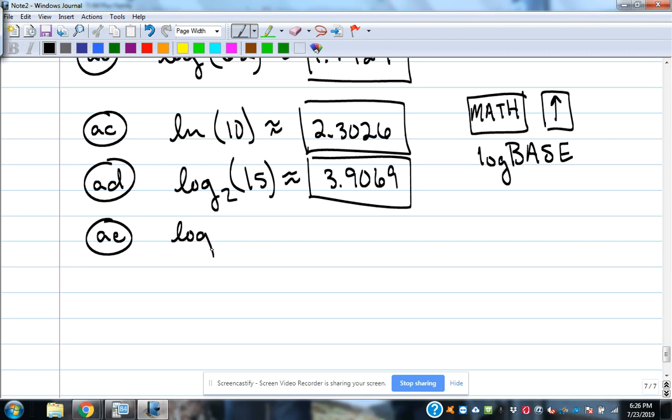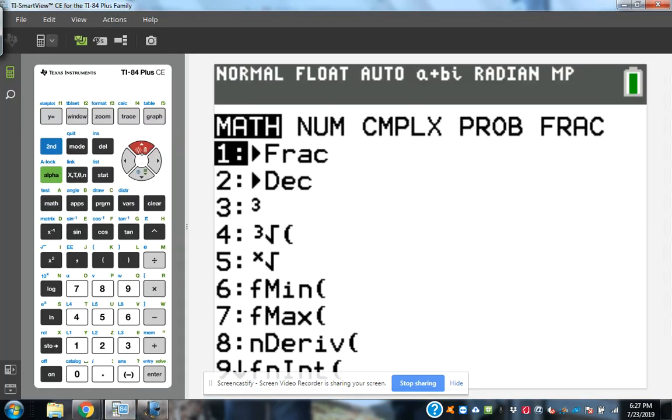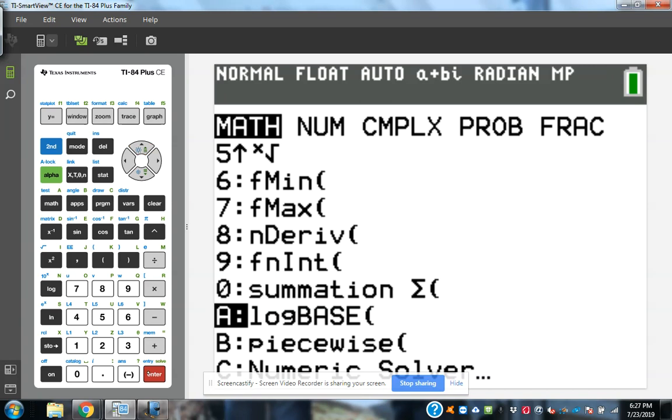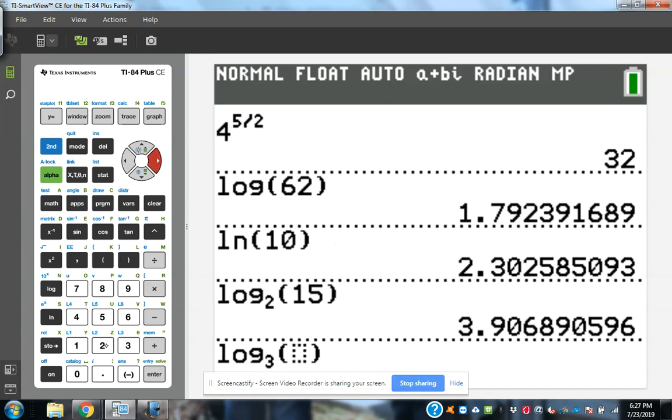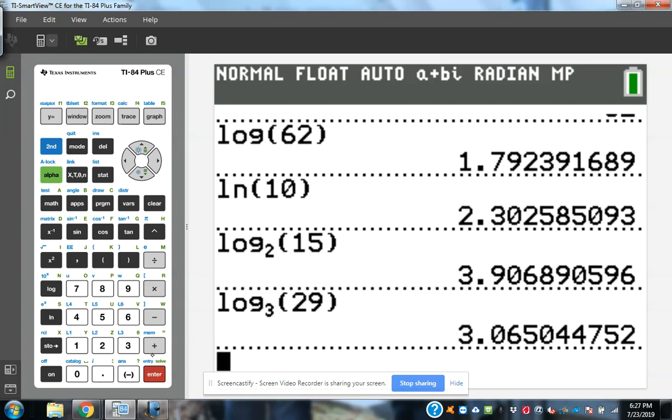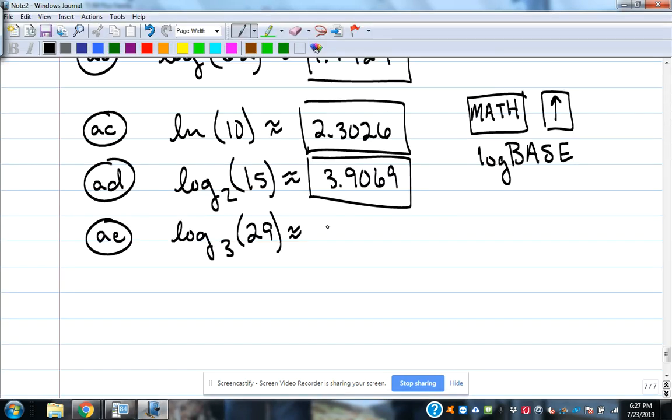So let's do log base 3 of 29. Okay, so I'm going to hit math, press the up arrow, get log base 3 of 29. It should be a little bit more than 3 because 3 to the third power is 27. So 3.0650. Well, that's using log base to do that.